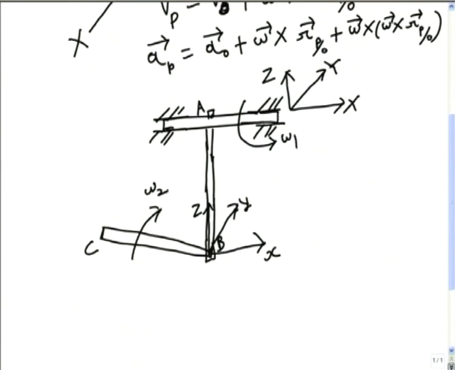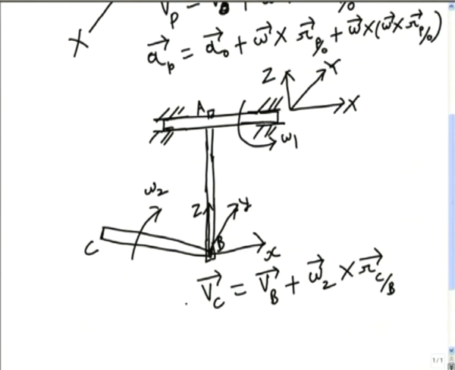This is omega 2. Now the y axis which I have shown is perpendicular to the plane of your screen. Now x, y, z and capital X, Y, Z both are parallel. In that case, we can always write that VC is equal to VB plus omega 2 cross RC cross B.